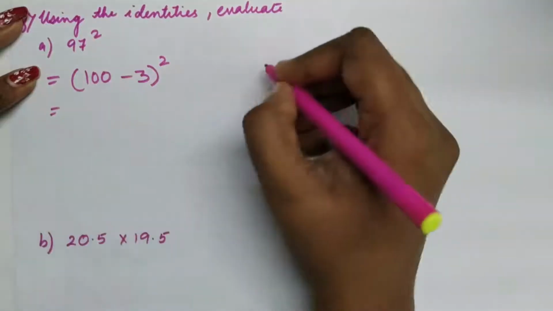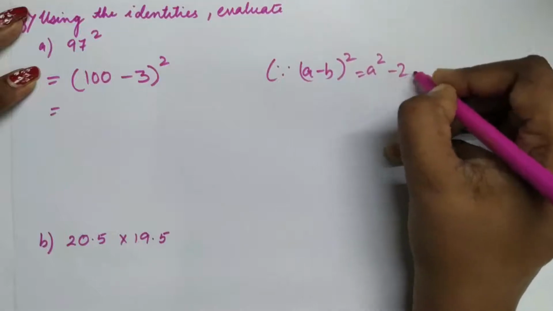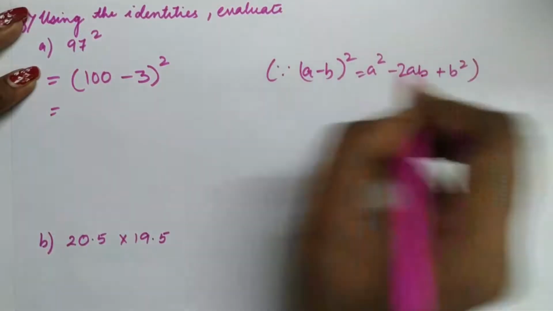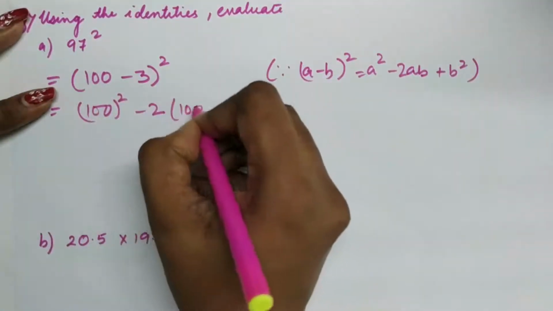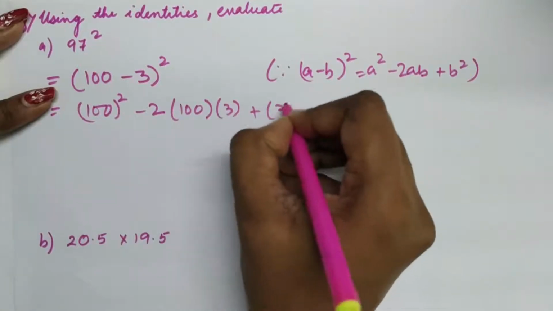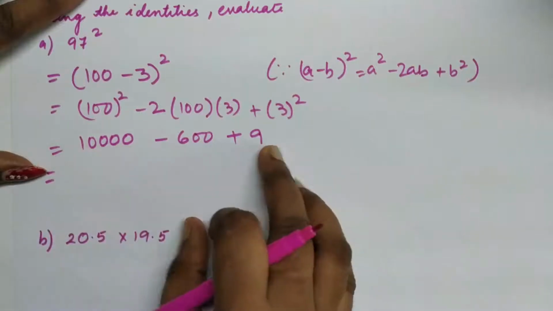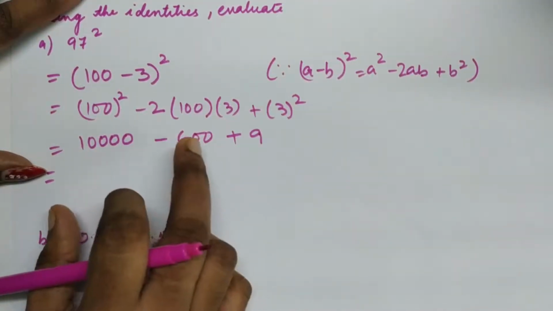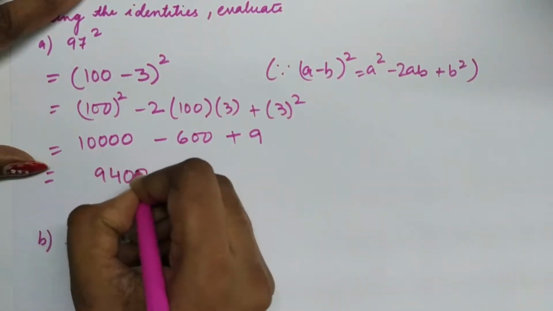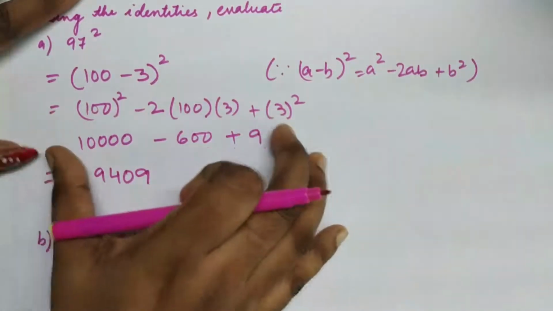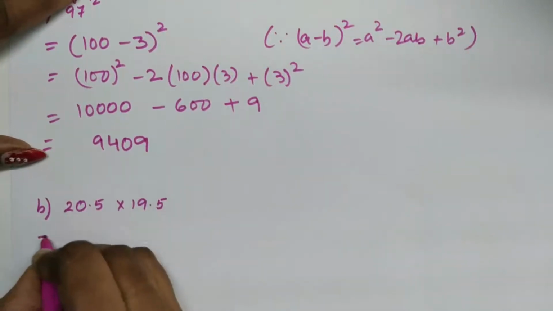So this is nothing but I am using the identity (a minus b) whole square, which will be nothing but this, right? So in place of a, I am going to write 100, and in place of b, I am going to write 3, and then I will solve it. So after putting this value, I can just solve it. 10,000 minus 600 will give me 9,400, plus 9 will give me 9,409. So use this identity to solve it. One more question, if we have the number in decimal, how are we going to use it?